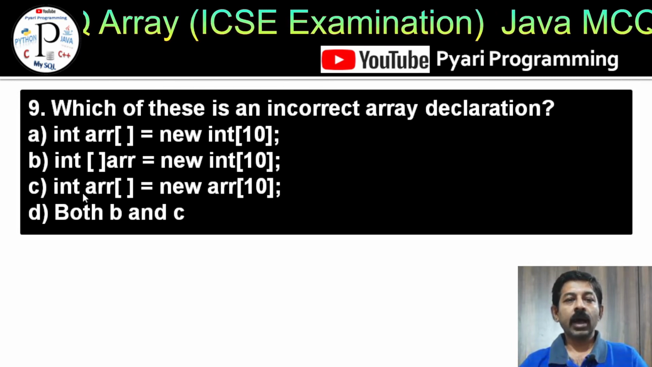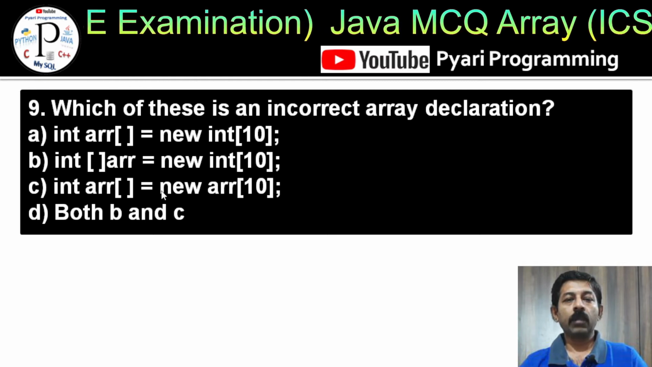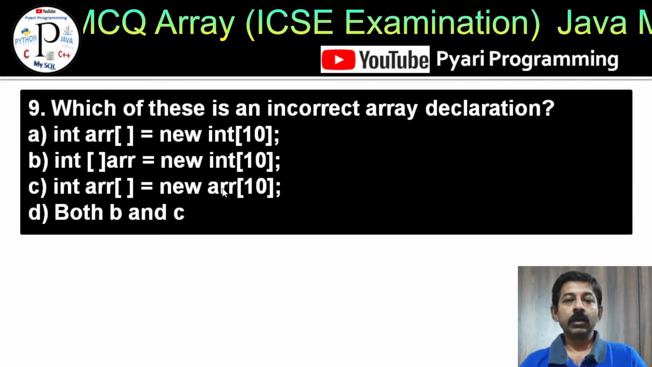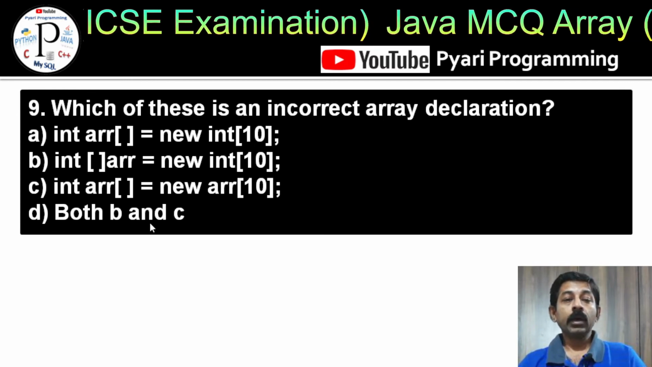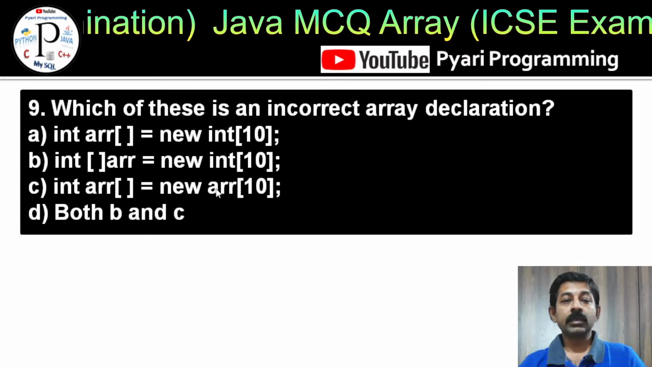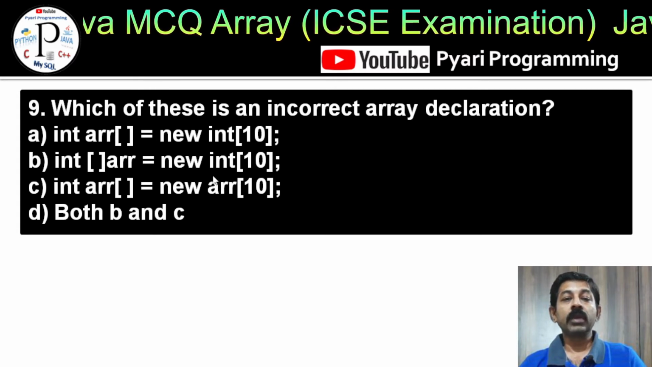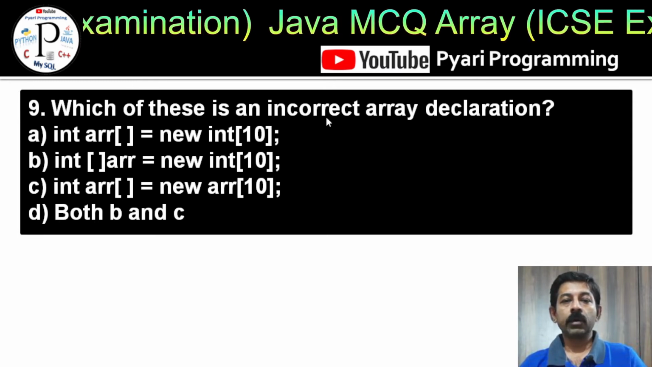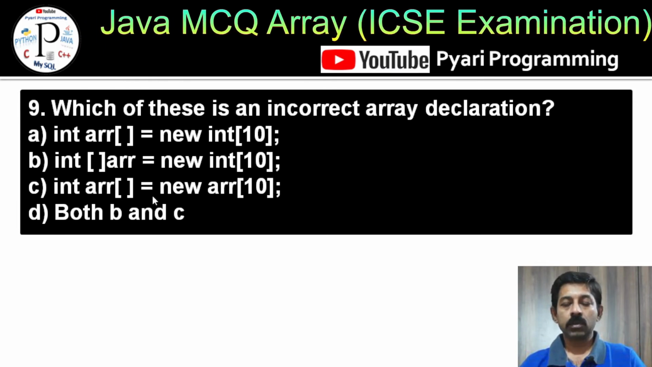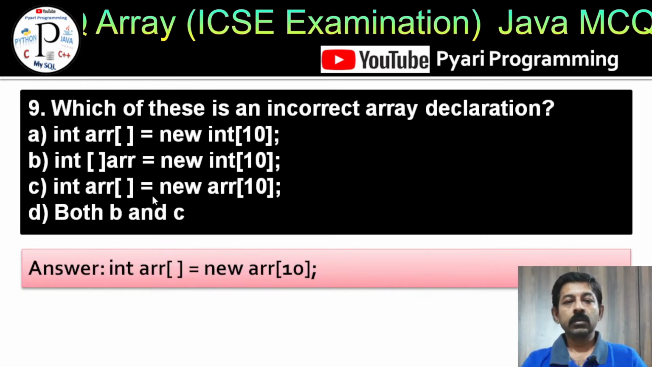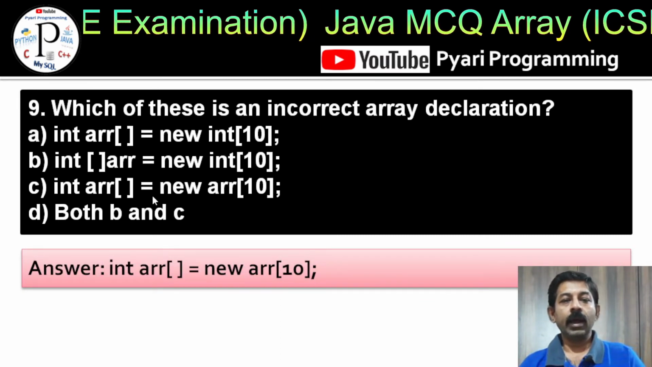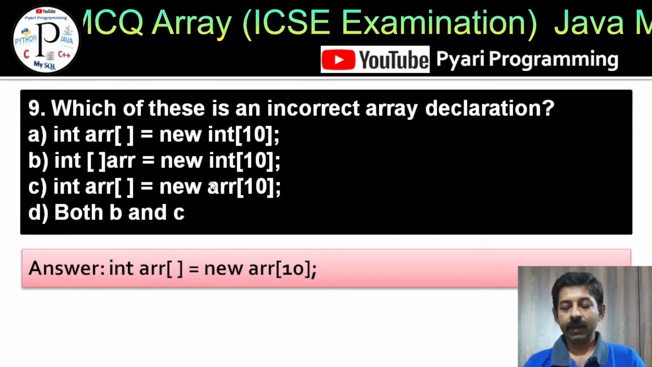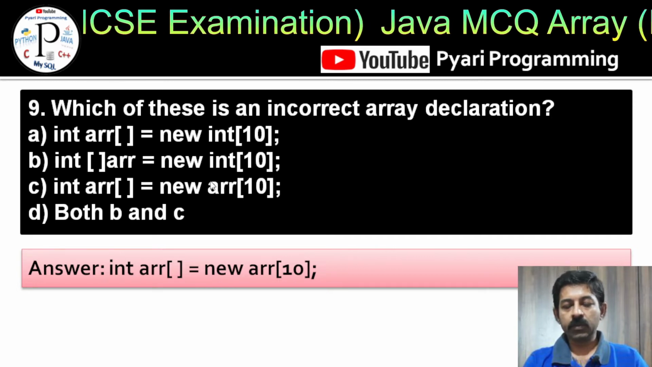Now in this case, int arr empty square bracket is equal to new arr within square bracket 10. It also seems correct. Here it says both B and C, and C is not correct because here we have used arr, which should be your data type. So this is your answer because it says incorrect. So the answer is int arr square bracket is equal to arr. It should be int. So let's move to the next one.